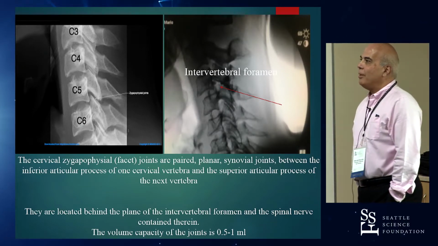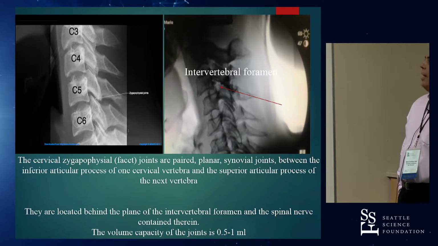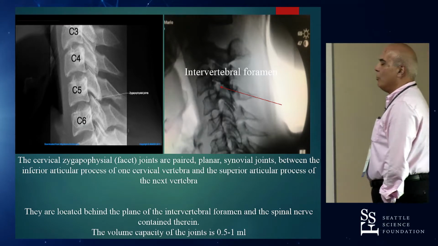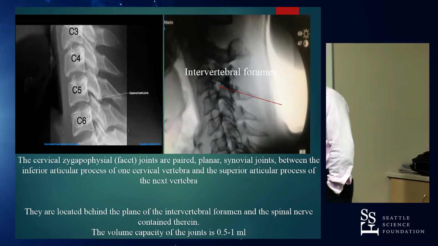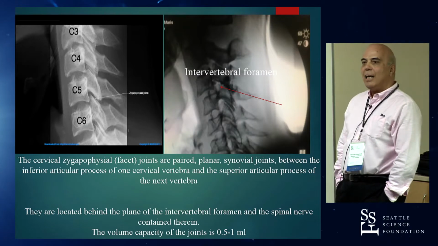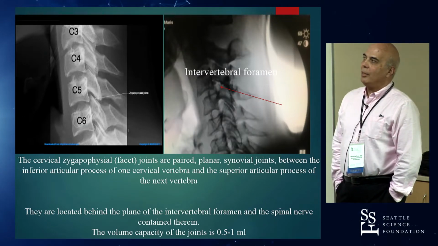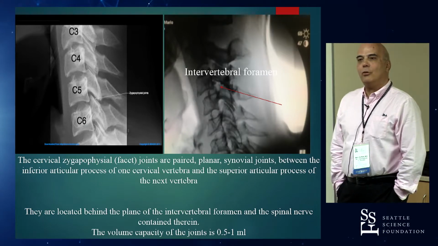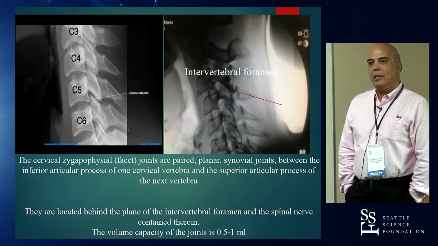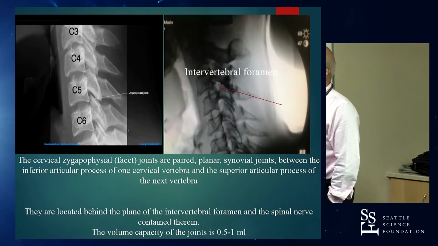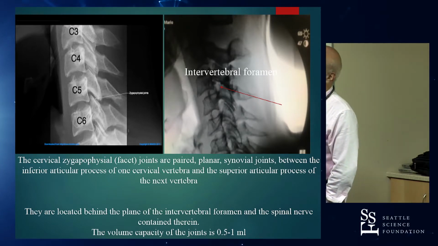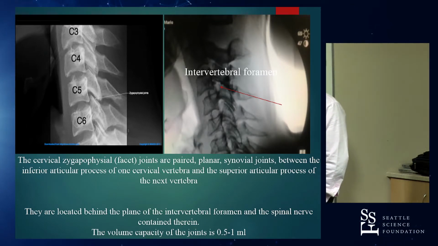They are relatively small joints, and they have a capacity of not more than 0.5 to 1 milliliters. So every time you decide to perform an intra-articular injection, be cognizant of the amount of contrast that you inject within the joint first, and the amount of volume that you want to inject after you have confirmed that the needle is in the correct position, to make sure that whatever you inject does not leak out.